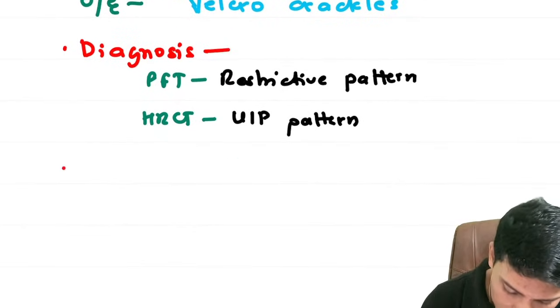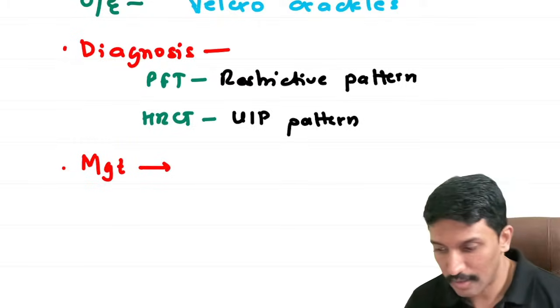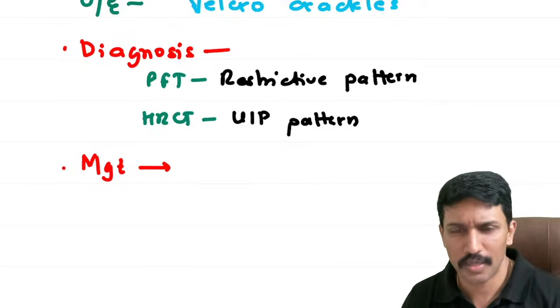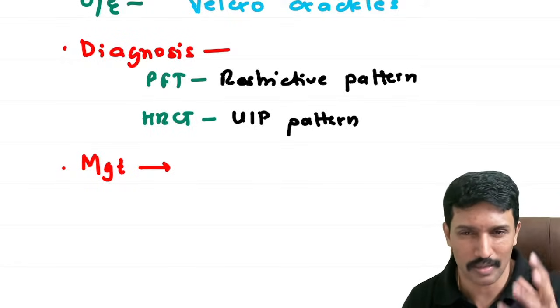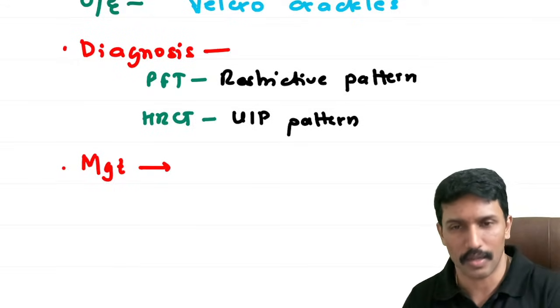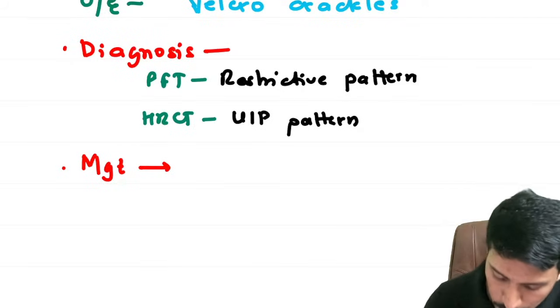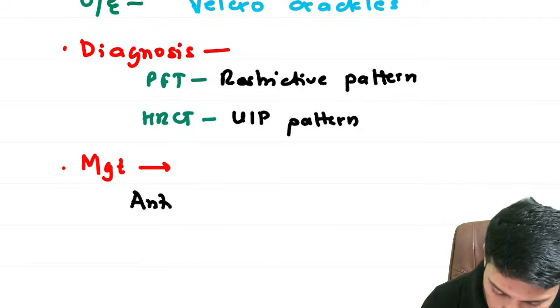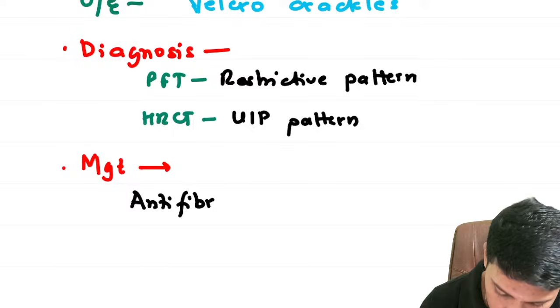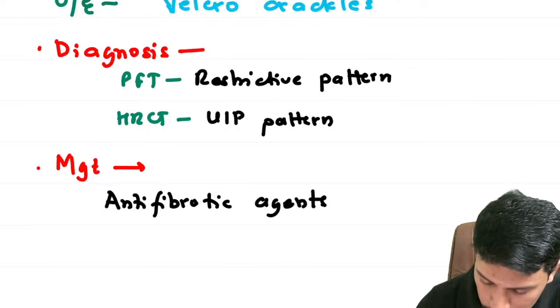So when it comes to management, these patients carry poor prognosis. So being male, having this disease, you have a very high risk of death because of hypoxia. Lungs are restricting, improper oxygenation, hypoxia, you can die. Second, you can also develop right heart failure, cor pulmonale, and die. So when it comes to management, we use drugs which slow down the fibrosis. We call them anti-fibrotic agents.